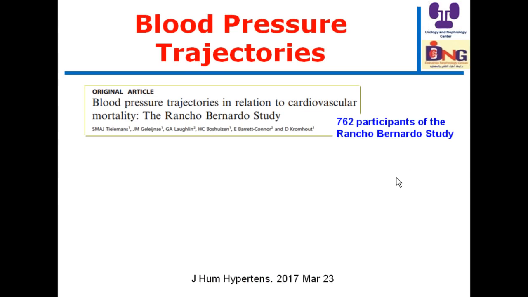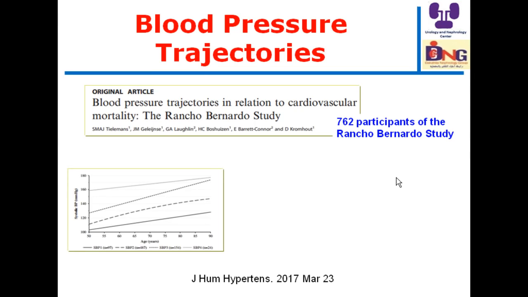Another important point regarding blood pressure trajectory, which is another point to be respected. This study included 762 participants of the Rancho Bernardo study, and these are the different trajectories. Trajectories mean the direction of systolic blood pressure. Systolic blood pressure trajectories were derived using group-based trajectory modeling. This is the method. And Cox proportional hazards analysis was used to investigate the association of trajectories and average systolic blood pressure with cardiovascular disease and all-cause mortality, adjusted for age, sex, cholesterol, smoking, diabetes, and antihypertensive medications.